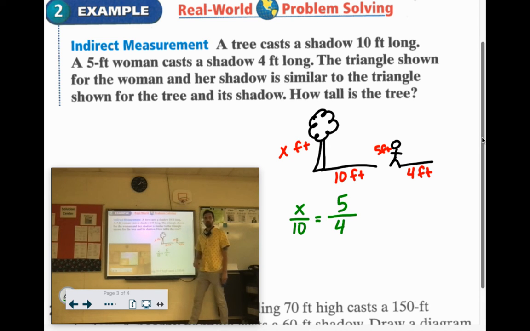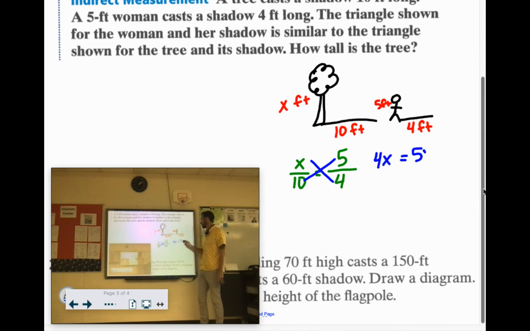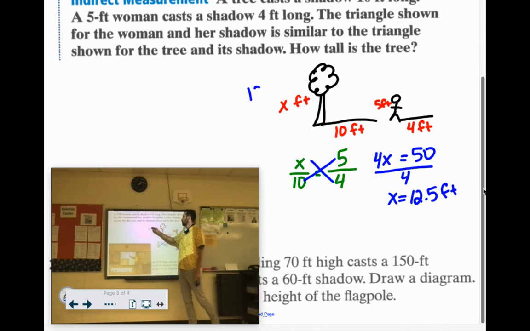Is this the only way you can set it up? No, of course not. That is just one of the 8 ways you can set it up. If you cross multiply, we have 4x equals 5 times 10, which is 50. So when we divide both sides by 4, we get 12.5 feet.